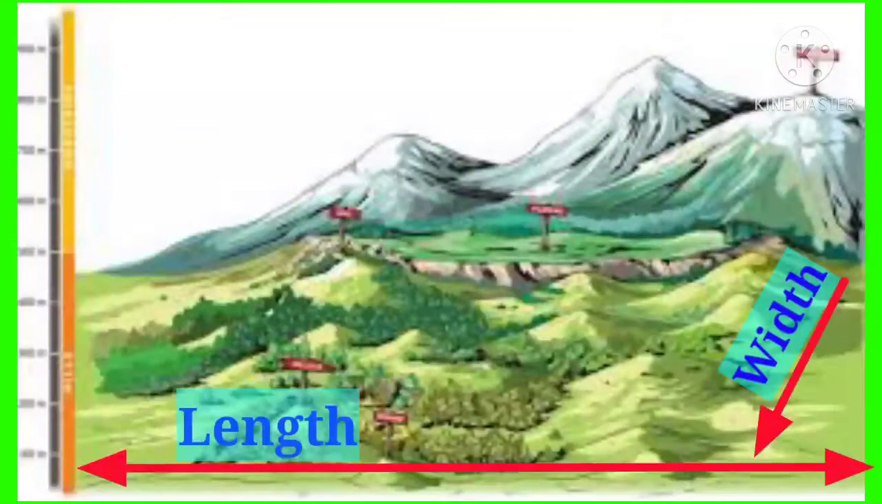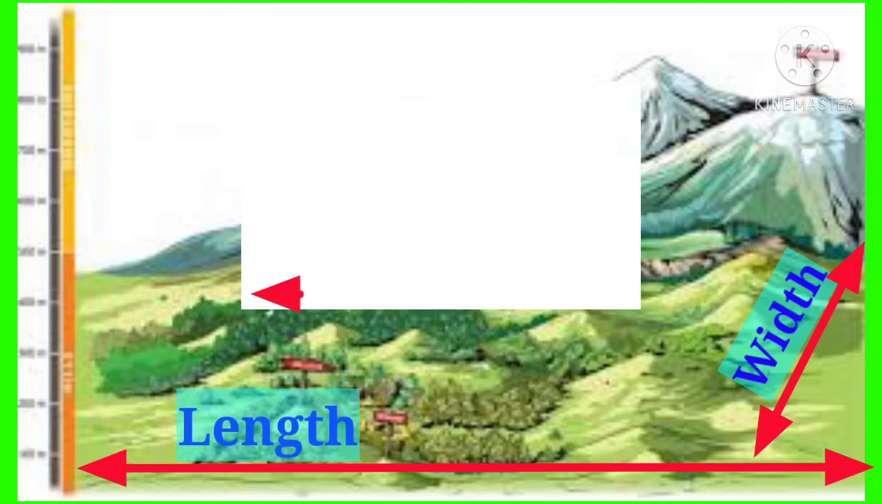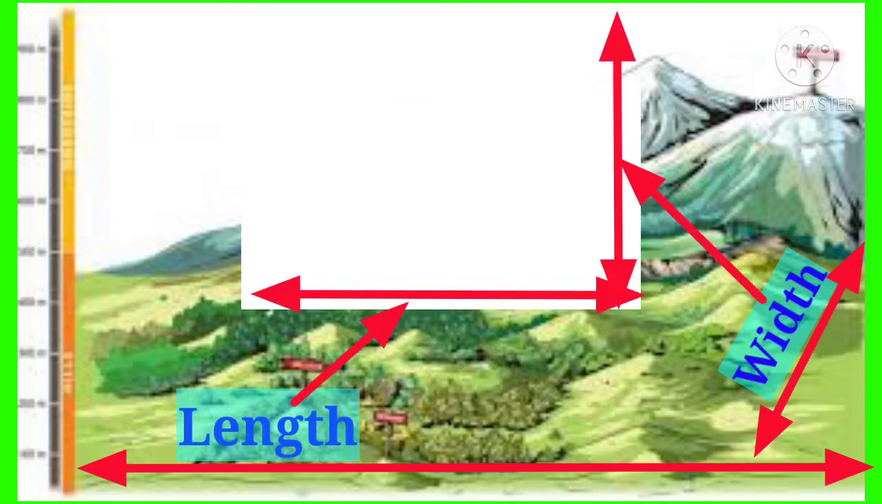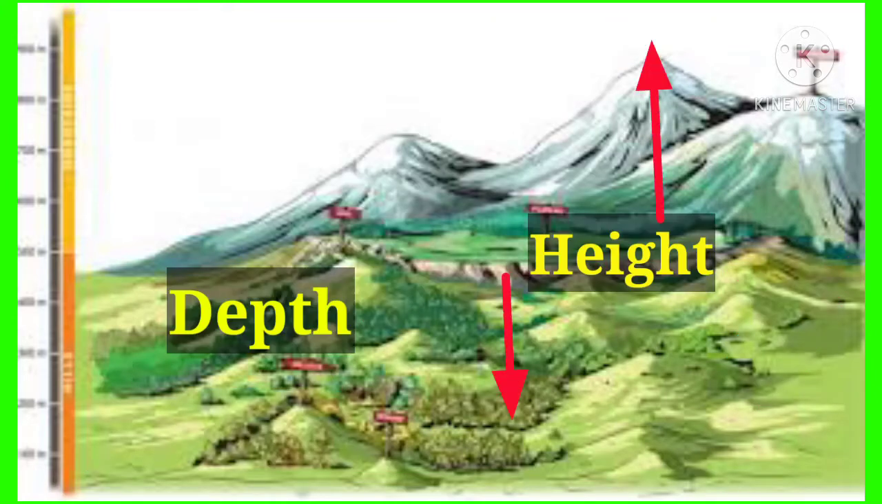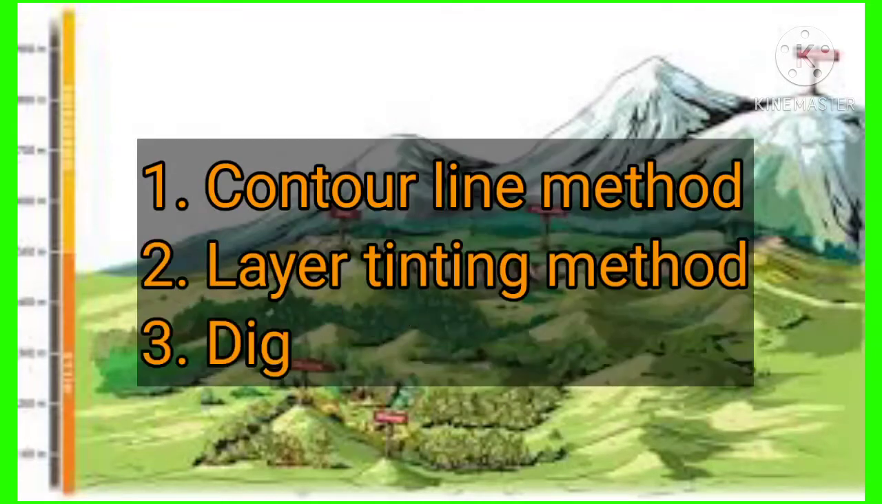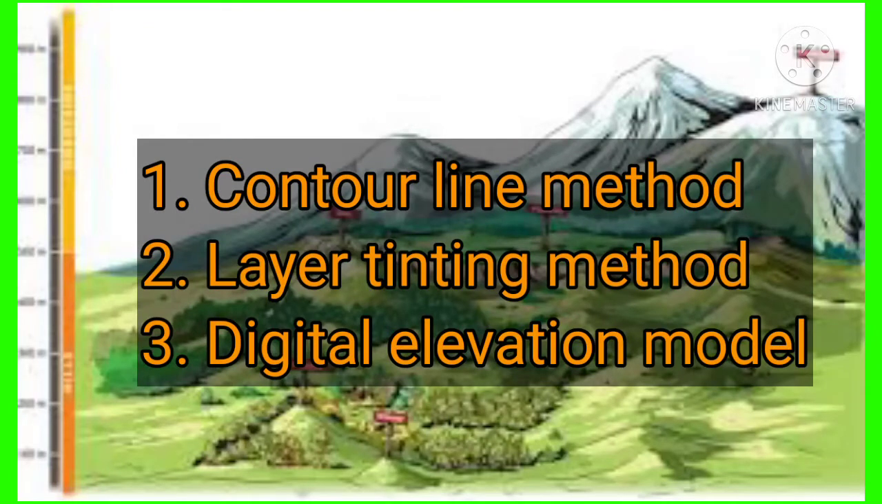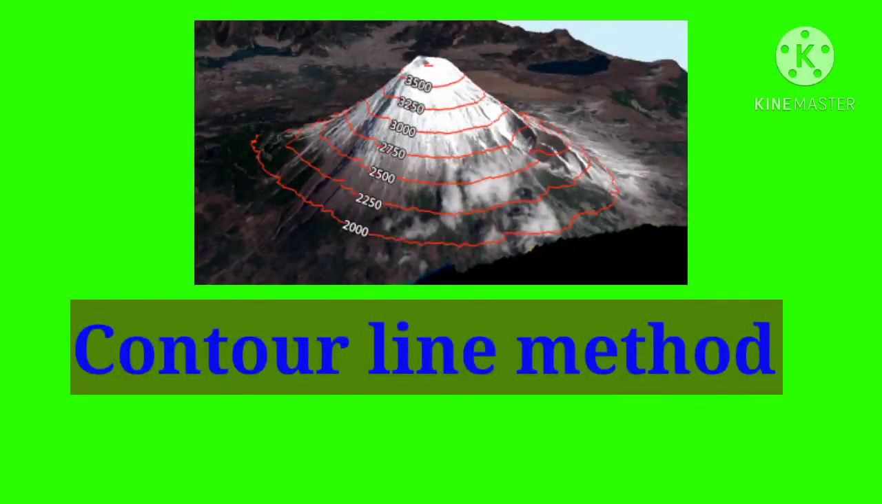The length and width of a landform can be easily shown on a piece of paper. However, the height and the depth cannot be shown as easily. There are different methods of showing the elevation or height of the land. They are the contour line method, second, the layer tinting method, and third, the digital elevation model. Let's see the first one here, the contour line method.